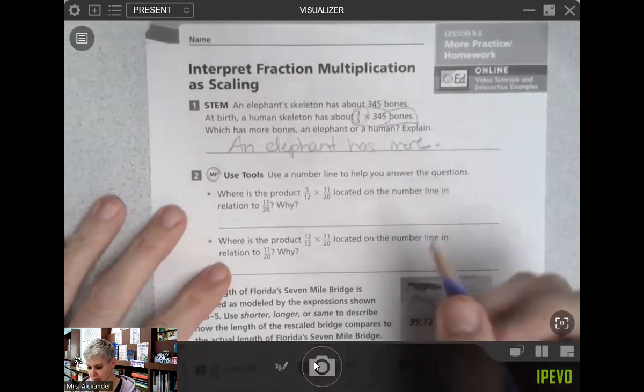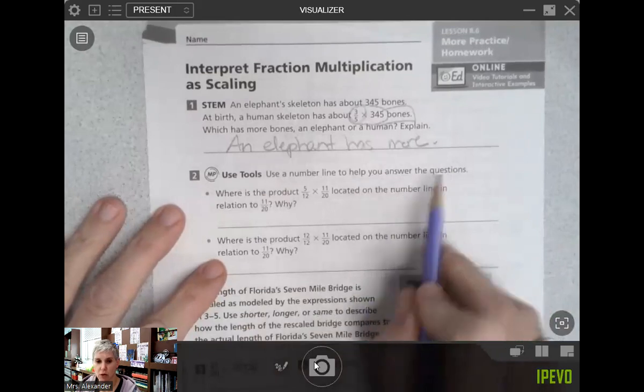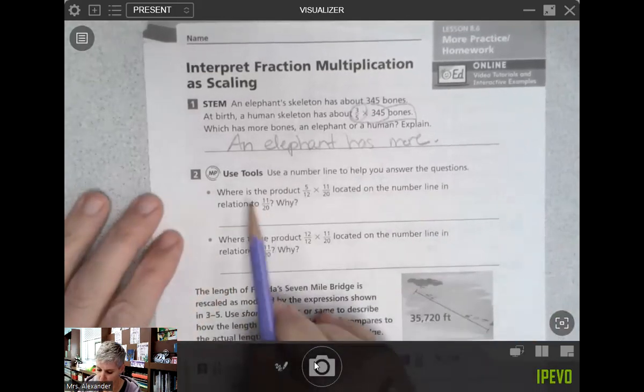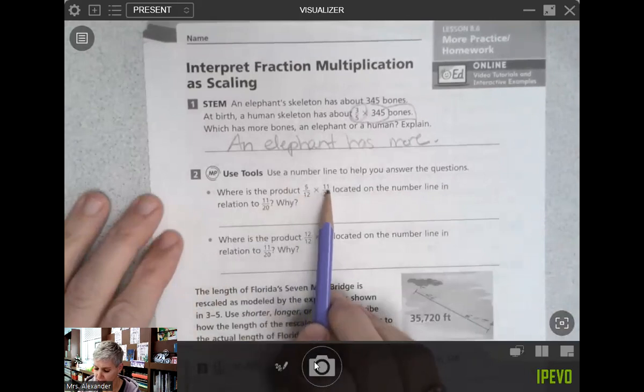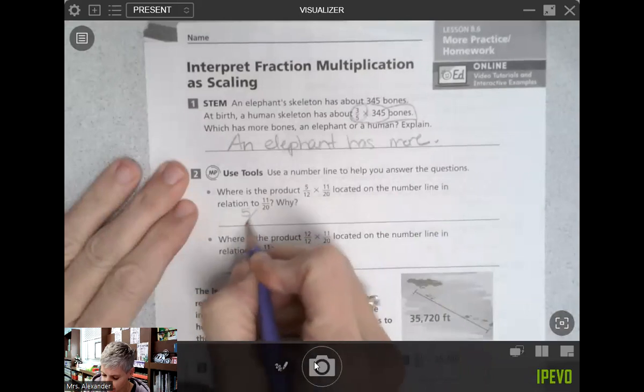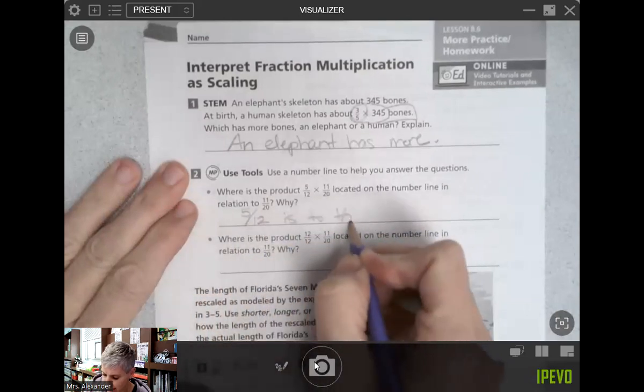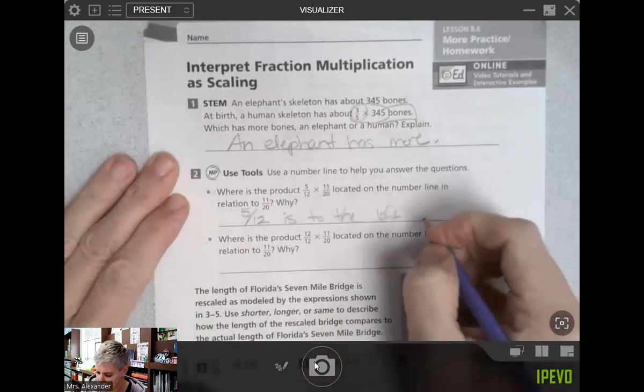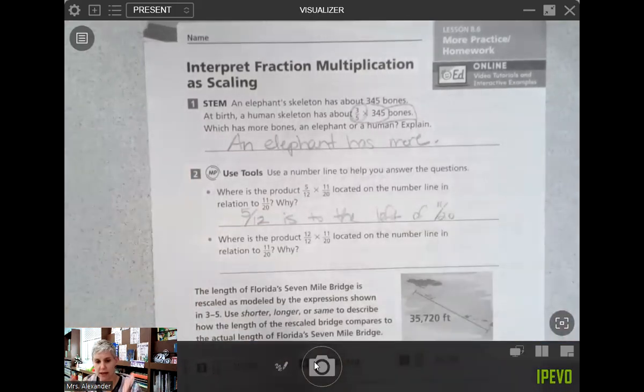Okay, so use a number line to help you answer the question. I'm just going to be thinking of a number line. Where is the product 5/12 times 11/12 located on the number line in relation to 11/12? If I think about where 11/12 is, 5/12 of 11/12 is going to be to the left on the number line. Why is that? If I have 5/12 of 11/12, I have less. So on a number line, it would be to the left.